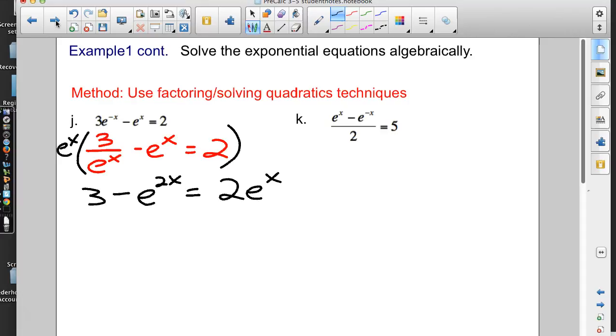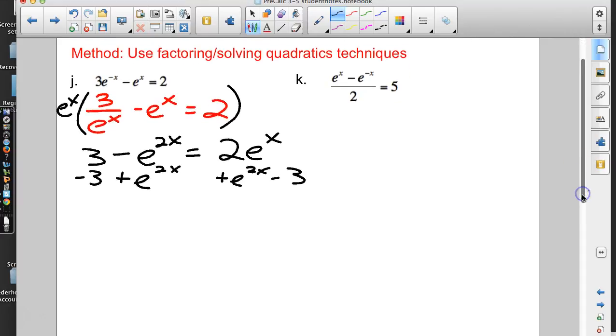Now they said to factor, solve, as you would quadratics. And that's the first thing we always try with quadratics anyway. So I start thinking, well, which one's my squared? Which one's my to the first, and which one's my constant? Well, I think the constant's a dead giveaway, which is the only one that could possibly be our squared term. This has to be it. So what we'll do is we'll subtract 3 and add e to the 2x to both sides. And we'll see what we have.